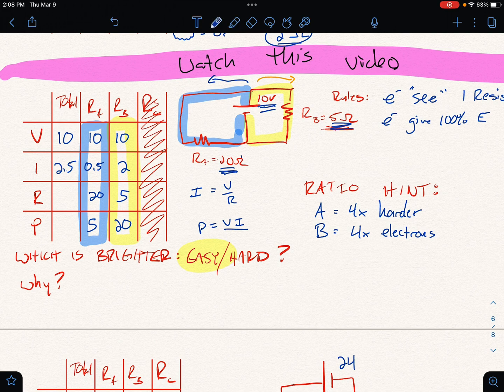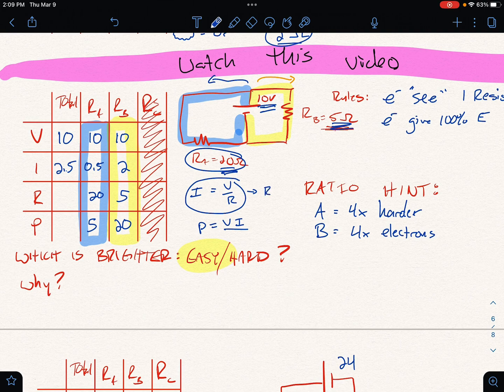This one right here, because it's harder, because fewer electrons choose to go to it, doesn't get as many electrons coming by and handing it energy. Therefore, its power is going to be weaker and it's going to be a dimmer bulb. Complete opposite situation. As far as filling the rest of this out, I'm going to be able to use this equation and solve it for R.